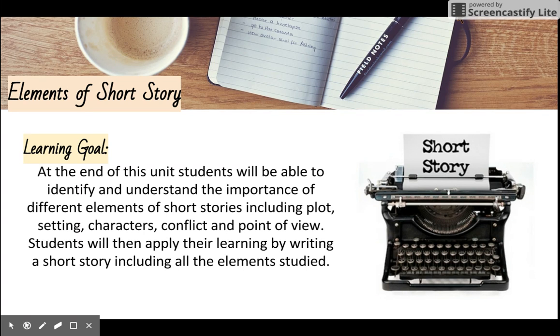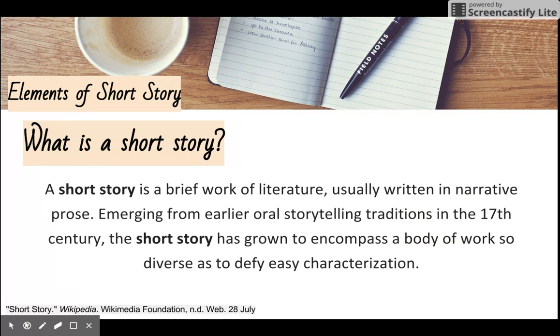Students will then apply their learning by writing a short story including all of the elements studied. So we'll go into more detail about what your final assignments will be later on. Right now, we want to focus on the elements of short story and what is a short story.